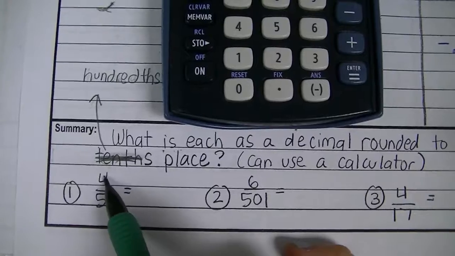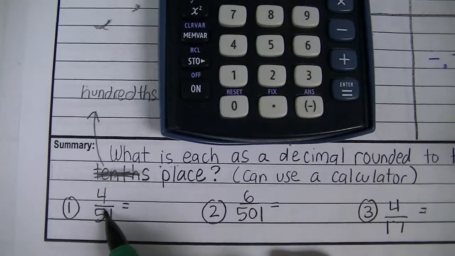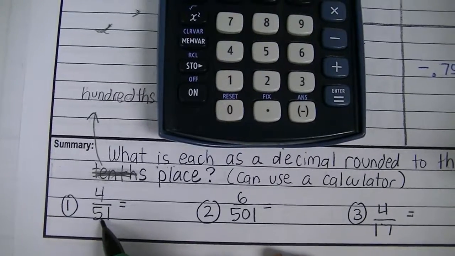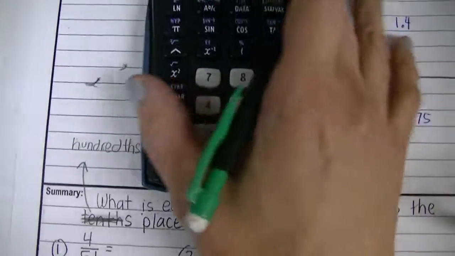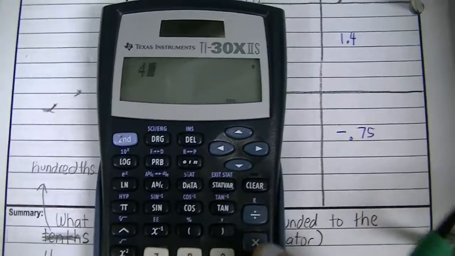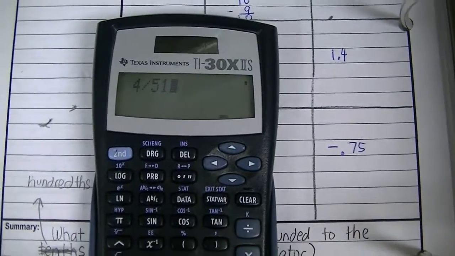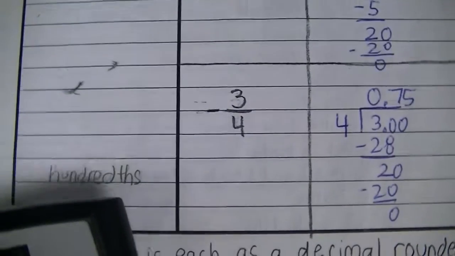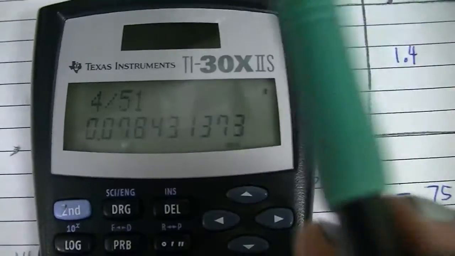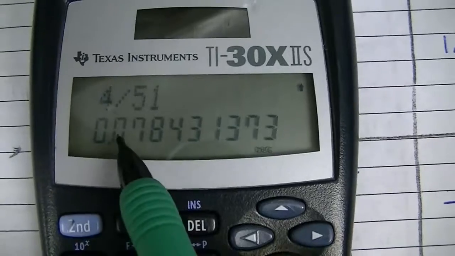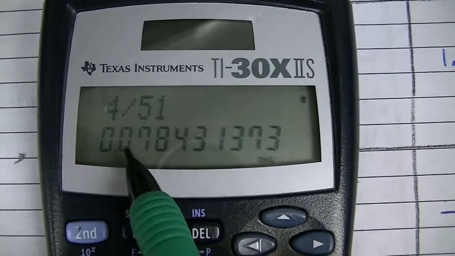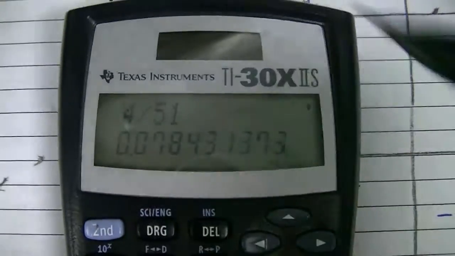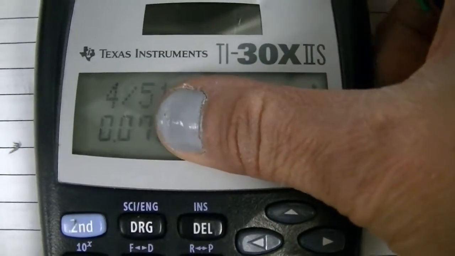For this first example, 4/51, to turn this into a decimal we take the numerator divided by the denominator, and you are allowed to use a calculator. So here we go, 4 divided by 51, and you see you'd get this. But since the directions say to round to the nearest hundredths place, here's what you would do. This first spot is the tenths place. This next place is the hundredths place, so your answer would need to look like this.